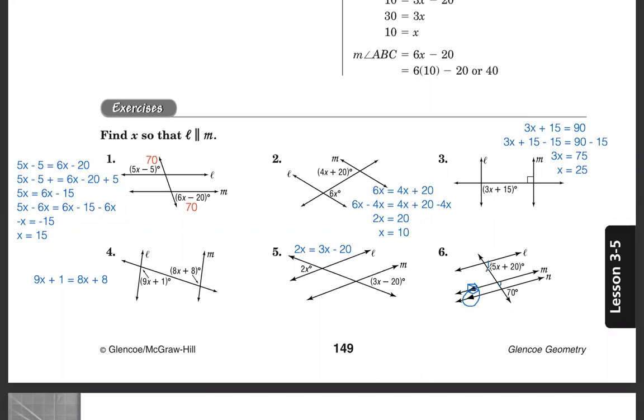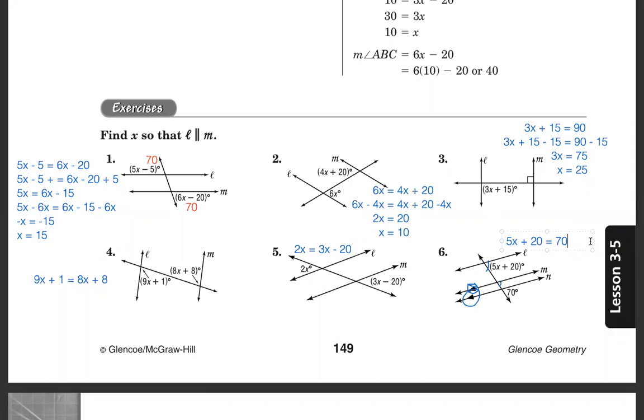And then this angle and this angle here are corresponding angles with respect to L and M. So for L to be parallel to M, these two angles that are corresponding angles must be equal. So again, the equation is 5x plus 20 equals 70.